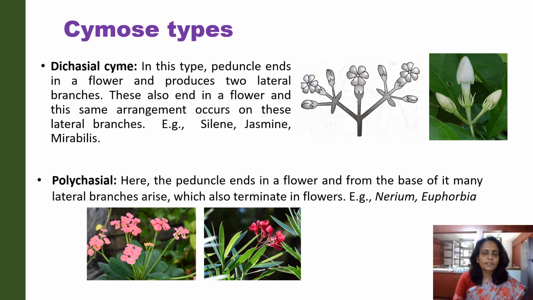In case of a dichasial cyme, the peduncle ends in a flower and produces two lateral branches. These also end in a flower, and this same arrangement occurs on these lateral branches, as seen in jasmine or silene or mirabilis. In case of a polychasial cyme, the peduncle ends in a flower, and from the base of it arise many lateral branches which also terminate in flowers. Example, Nerium, euphorbia.